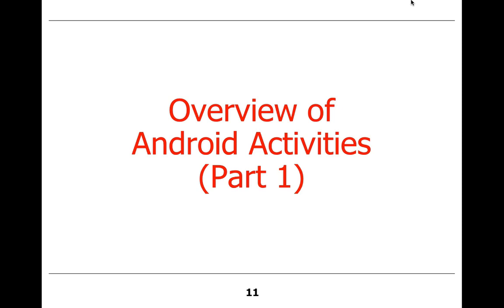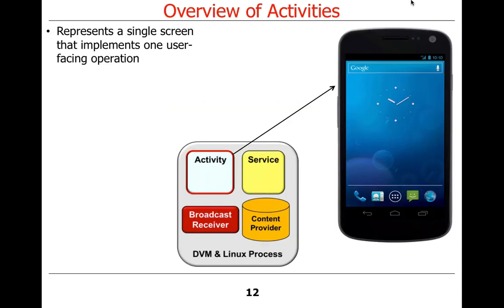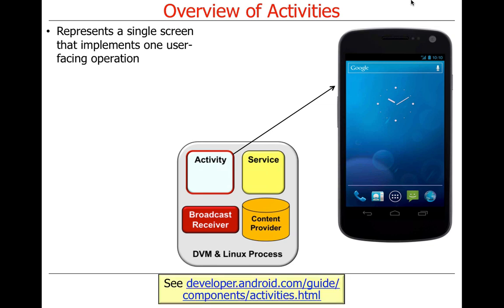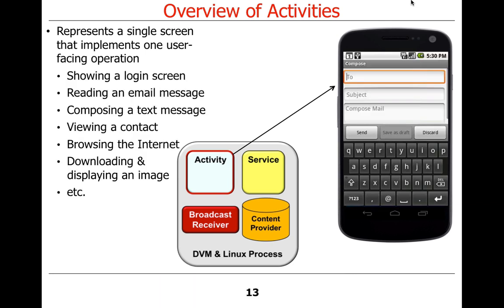Okay, so let's talk first about activities. As we mentioned before, an activity represents a single screen that implements one user-facing operation. And here's a good place to learn more about activities. I'll give you these links. These are sort of the obvious links, right? If you Google activity Android, you'll find this one. But if you have the slides open in PDF form, you can just click on it and it'll take you right to the website.